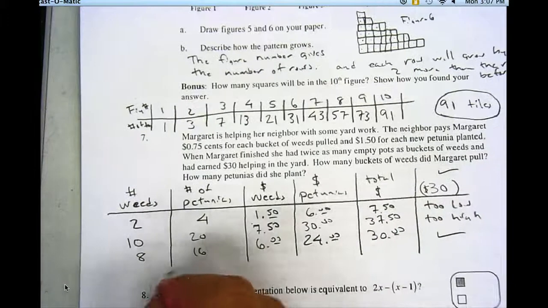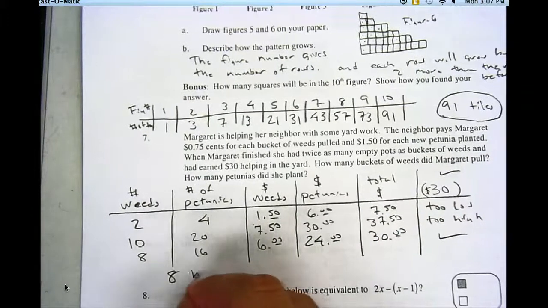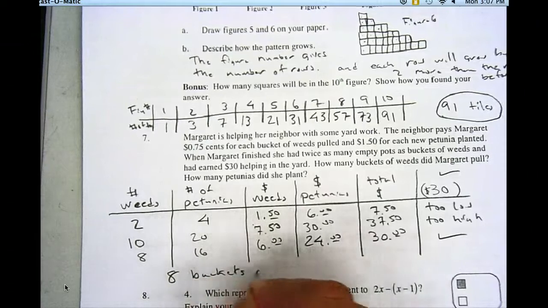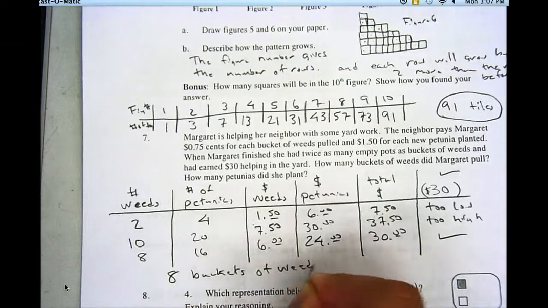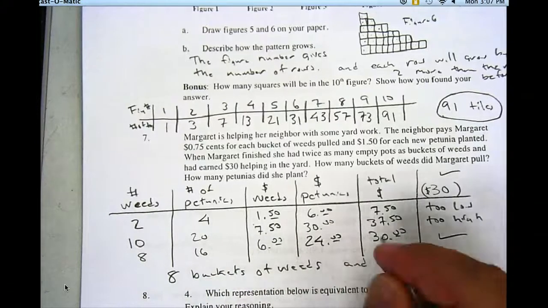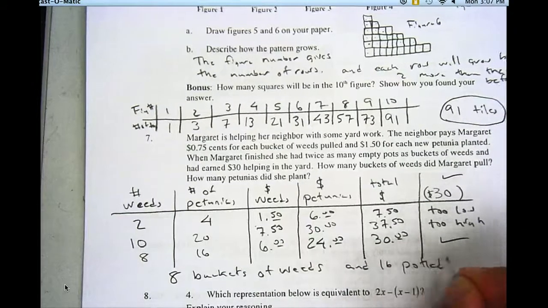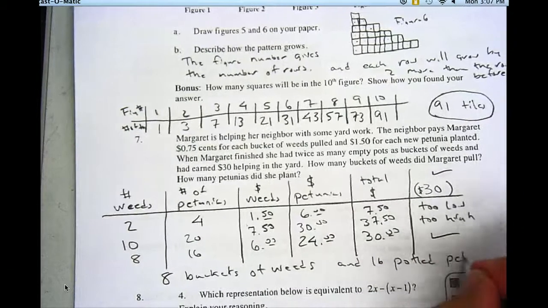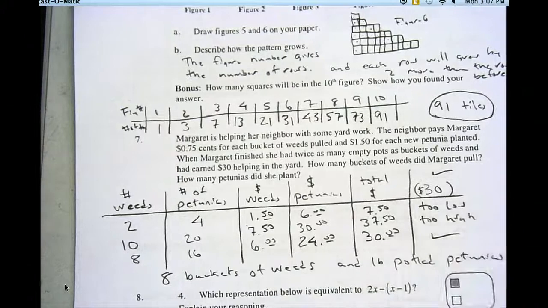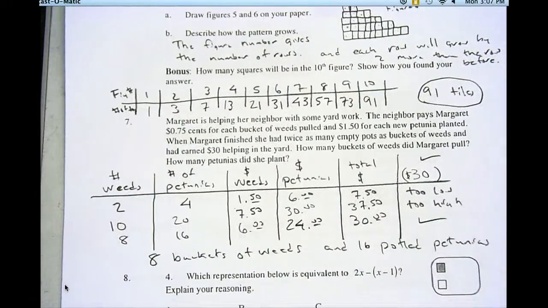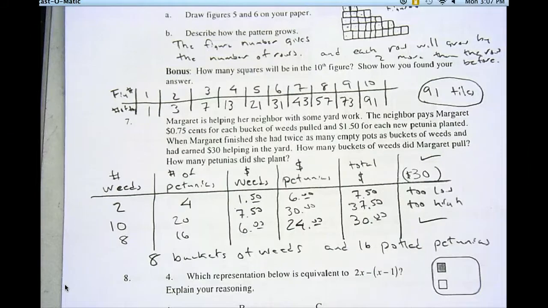So she had 8 buckets of weeds and 16 potted petunias. And that's going to be my answer. There's a guess and check table. So I just put down all the different variables, I put the money down, and I just went step by step until I solved it. And that is part 2 of your test review.